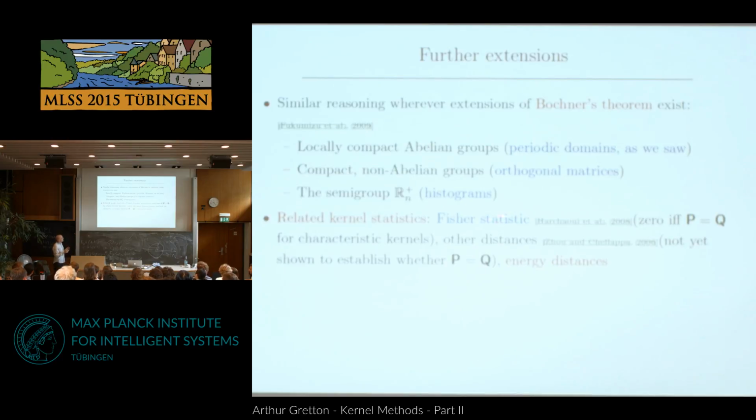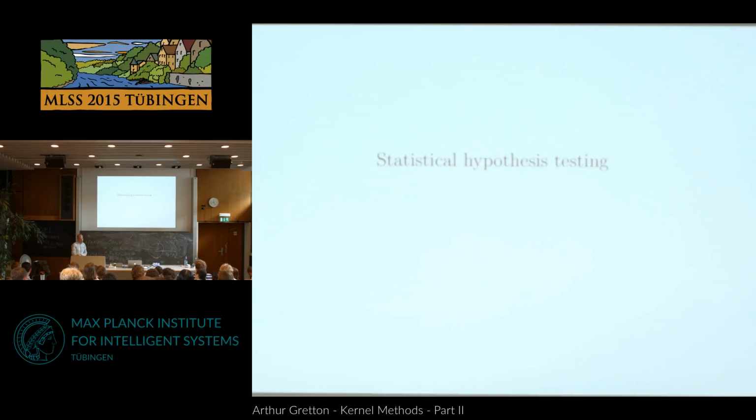Just as another quick note, you don't need to just use the difference in feature means to compare your distributions. You can use something like a Fisher statistic, which is a difference in feature means normalized by a feature covariance. That also works. And there's a family of distances called energy distances, which are quite popular in statistics. These are also a special case of kernel distances, and maybe if I get time, I can show why that is.